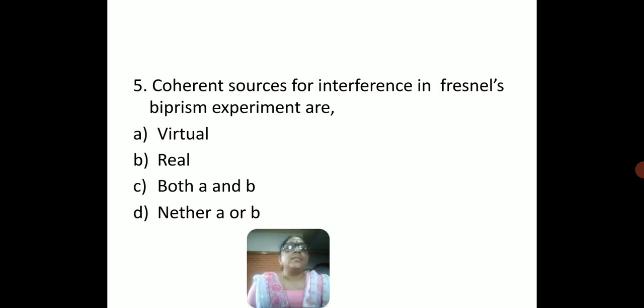And then, the coherent sources for interference in the Fresnel biprism experiment are virtual, real, both A and B, or neither A nor B. So it is virtual. Answer is A.